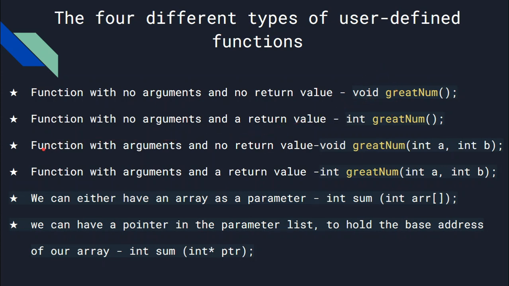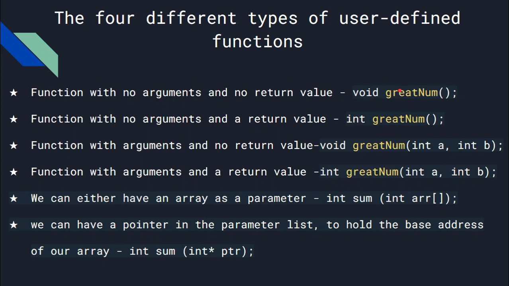Next combination is function with arguments and no return value. So arguments are there, int a and int b, and no return value. For no return value, it is void. So void means it returns nothing but gets the input as int a and int b. And the last combination is function with arguments and a return value. That means the return type is int, and again the function parameters are int a comma int b, and the function name is great num.